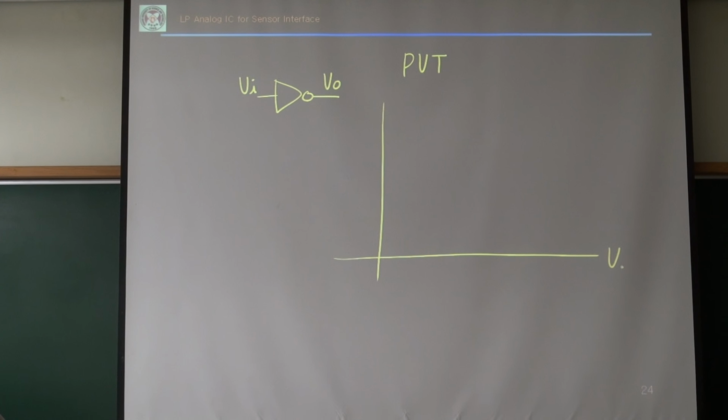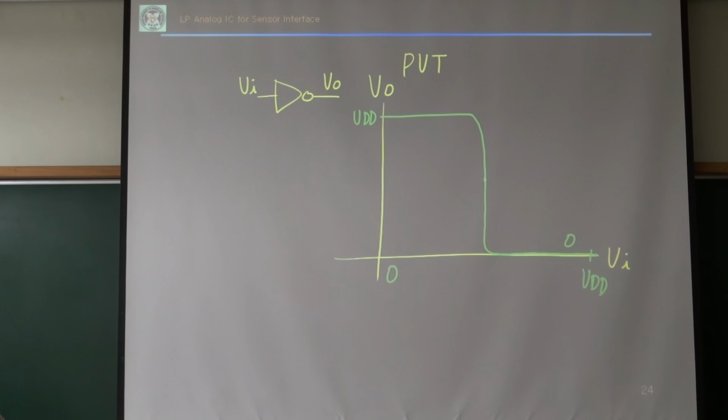However, it has some mismatch problem, like PVT. It's sensitive to PVT variation. For example, the DC transfer curve of this one will be pretty sharp, something like that, from 0 to VDD.